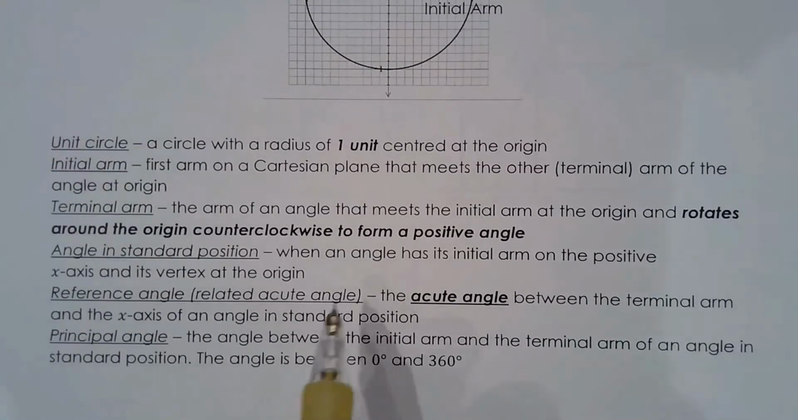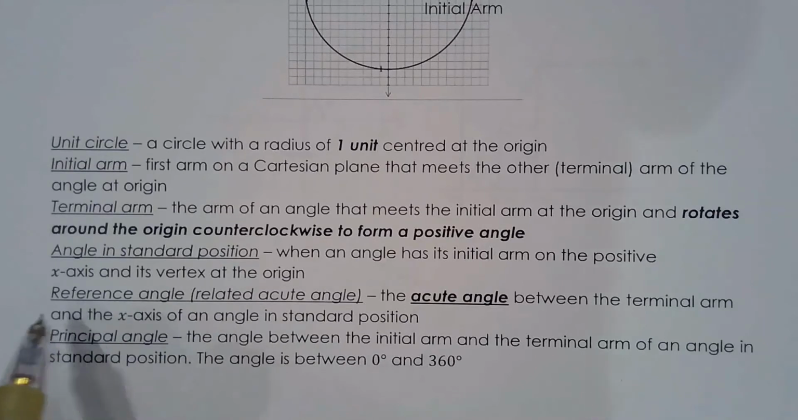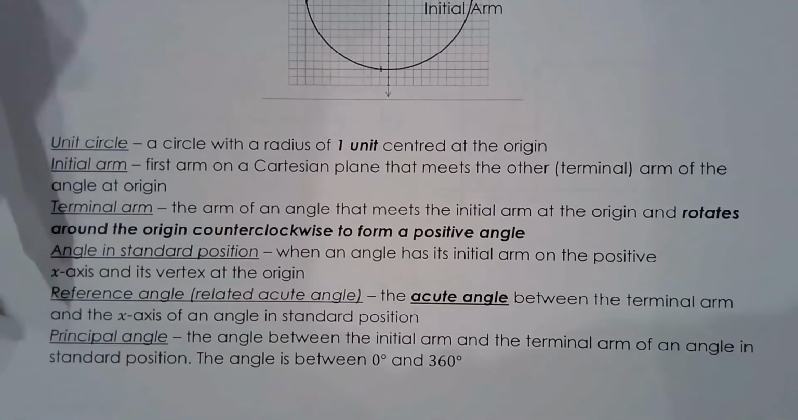Reference angle we talked about. Some textbooks, instead of calling it the reference angle, say it's the related acute angle. I personally prefer the reference angle. And lastly, we have the principal angle, the angle between the initial arm and the terminal arm of an angle in standard position. This angle is between 0 and 360 degrees.